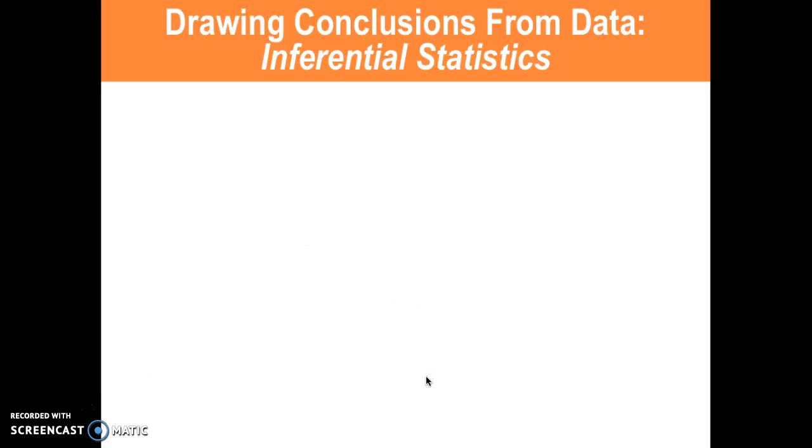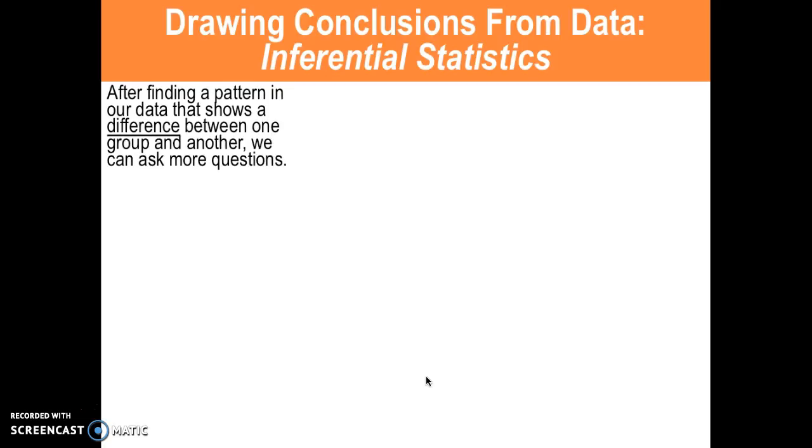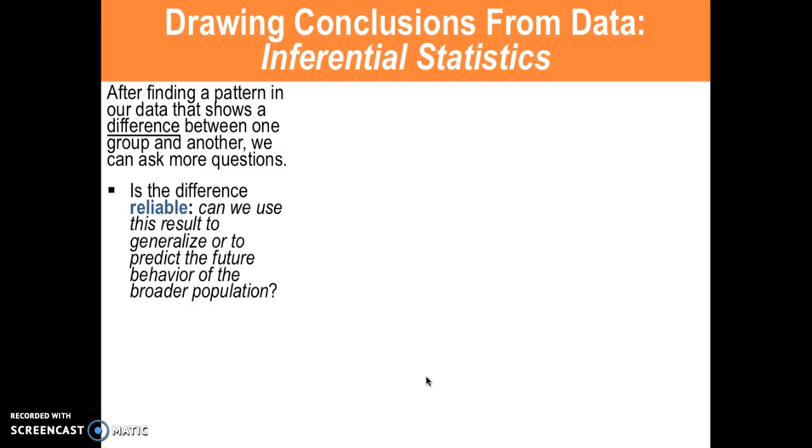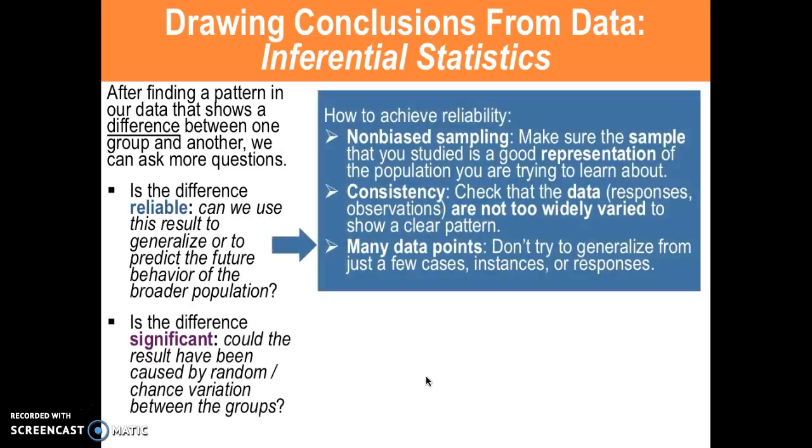So how can we draw conclusions from our data? We're going to use inferential statistics. We're going to look at the reliability and the significance. We ask ourselves, is the difference reliable? Can we use the result to generalize or to predict the future behavior of a broader population? How are we going to achieve reliability? We're going to make sure that we have non-biased sampling, random sampling, and random assignment.